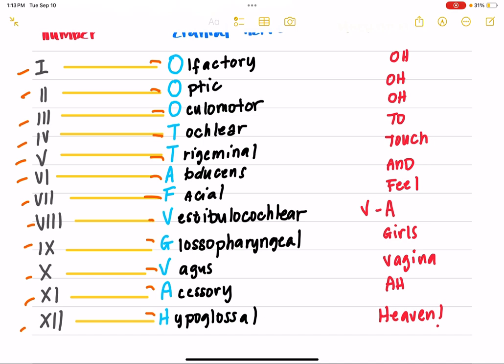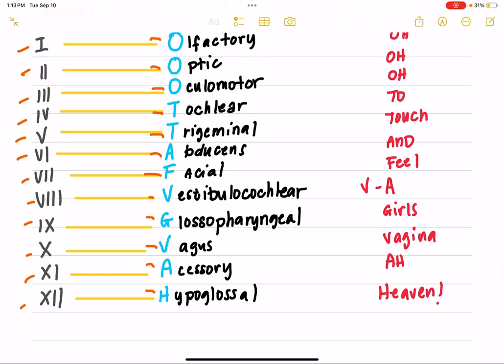sensory function niya is taste and touch to back of tongue, motor to pharyngeal muscles, parasympathetic to salivary glands. Okay. So, ang vagus naman naton, sensory to pharynx, larynx, and viscera, motor to palate, pharynx, and larynx, parasympathetic to visceral of thorax and abdomen. And accessory naman, motor to neck and upper back muscles, and hypoglossal, motor to tongue muscles. Okay?